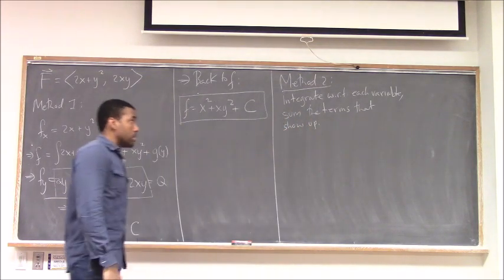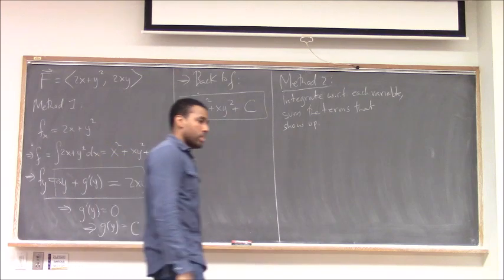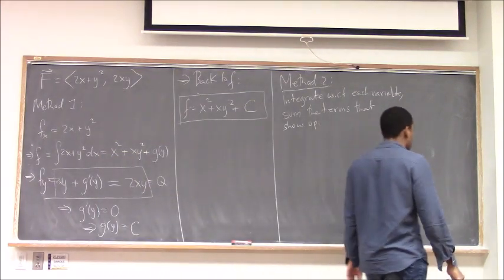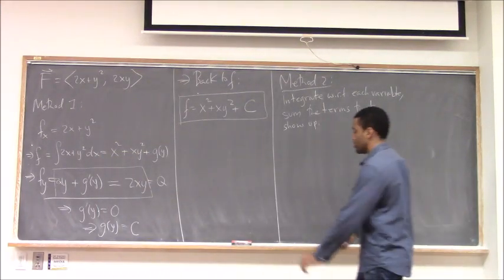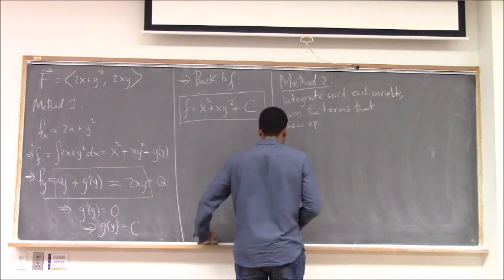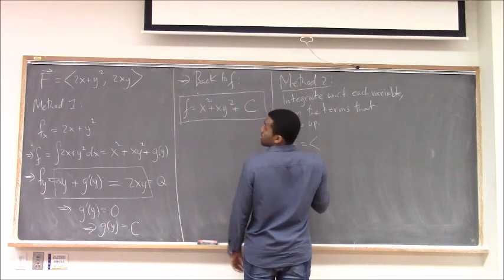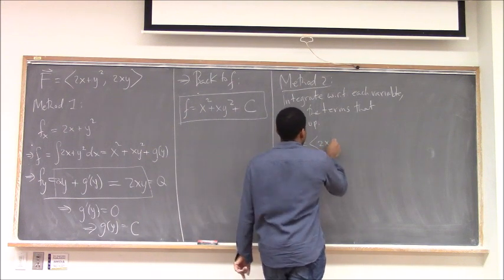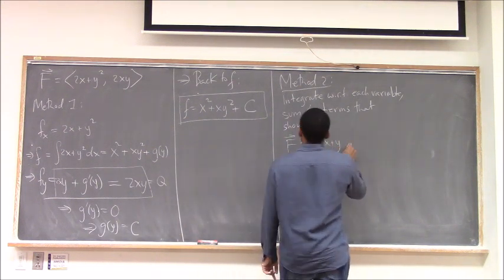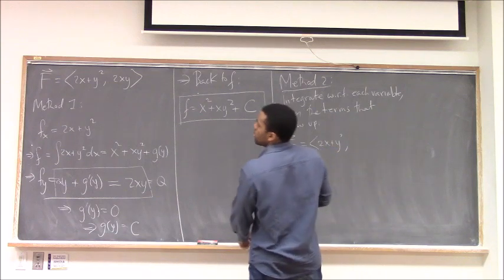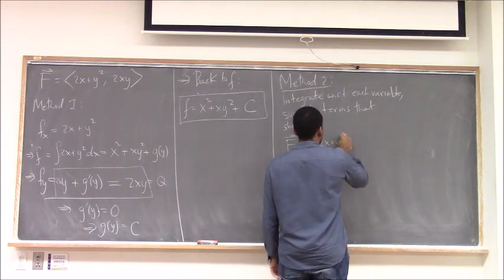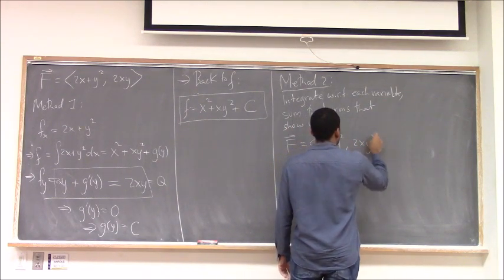And that's the second method. You just basically integrate each component with respect to its variable, and then you add them together. So for example, you have this guy, 2x plus y squared, comma 2xy.